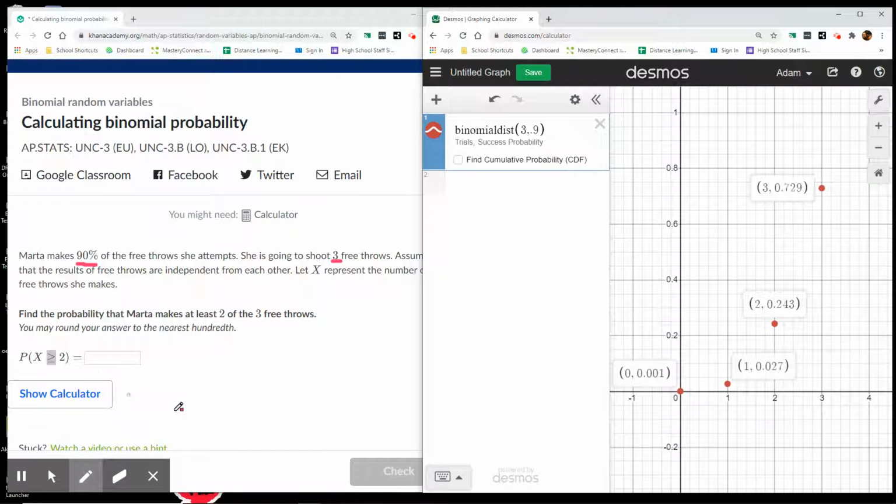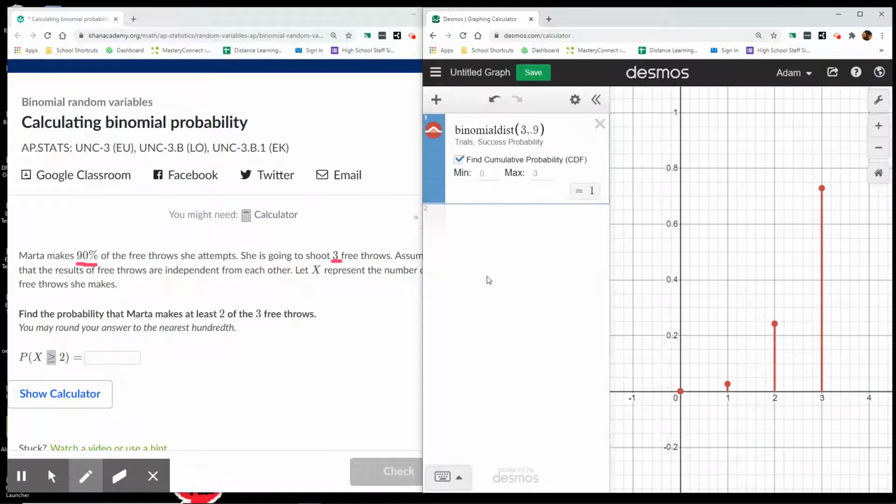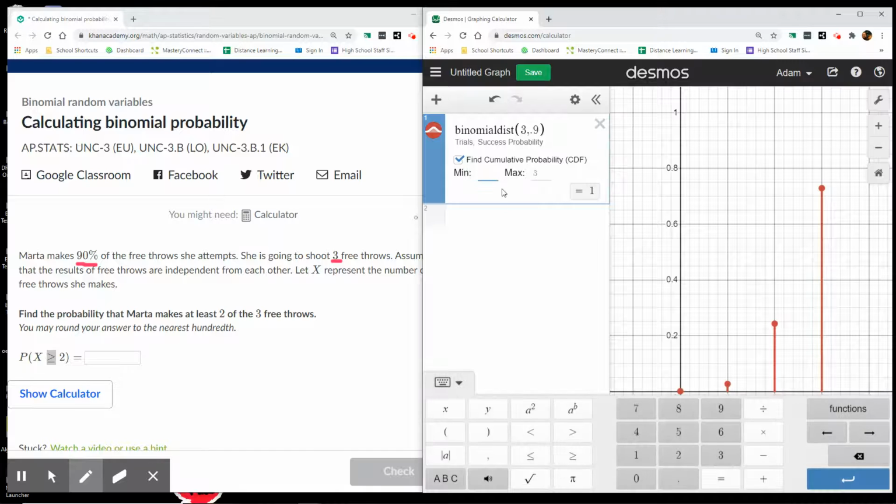So if I have more than one value, meaning it's an inequality sign, not an equal sign, I'm going to do this cumulative probability. So I check that box and it says, what's the minimum number you want? Oh, this is greater than 2. I was saying the wrong thing. So the number is greater than or equal to 2 if I'm shooting 3. The smallest value this could be is 2 because 2 is equal to 2. And the biggest it could be is 3 because that's the most that I'm shooting. If you try to type in a value that's too big, it won't change it. So don't worry about that too much.